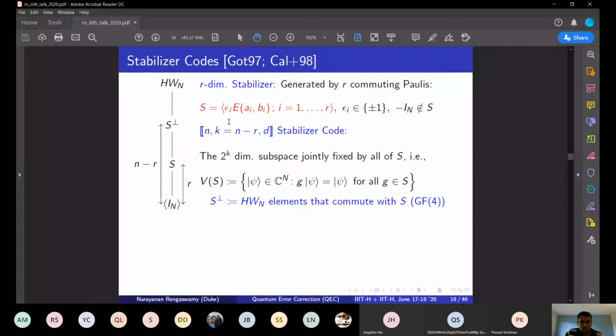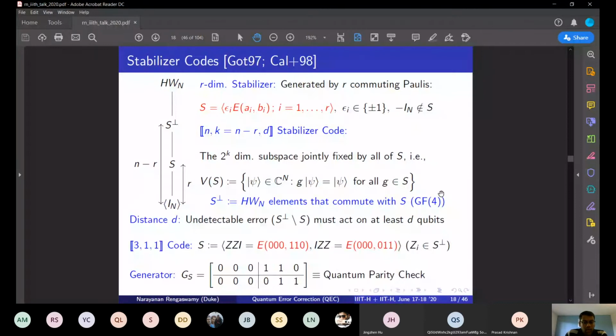So let's maybe look at an example. So let's go to our 3-1-1 code that we saw yesterday. So we had two generators, ZZI and IZZ. And if you do this binary notation, there is no X component, so the X component is 0. And for ZZI, we have 110. And for IZZ, we have 011. So that's the stabilizer group.